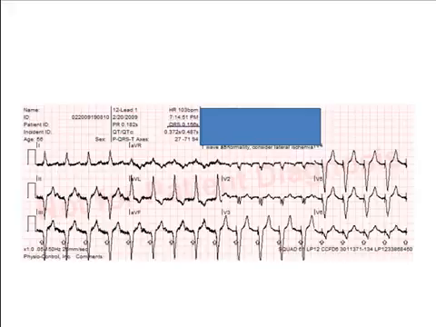Last one. We have a supraventricular rhythm with a QRS duration of 0.156 seconds. Wide in duration. We look at V1. Terminal deflection is downward. This is a left bundle branch block.